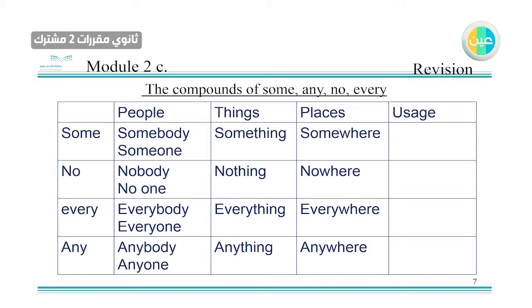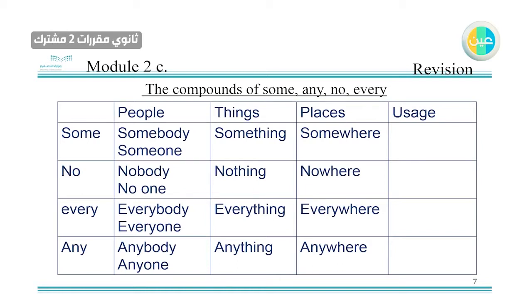If you want to use some or no or every or any with people, you say somebody, nobody, everybody, and anybody. If it's with things, something, nothing, everything, and anything. If it's for place, you say somewhere, nowhere, everywhere, and anywhere.